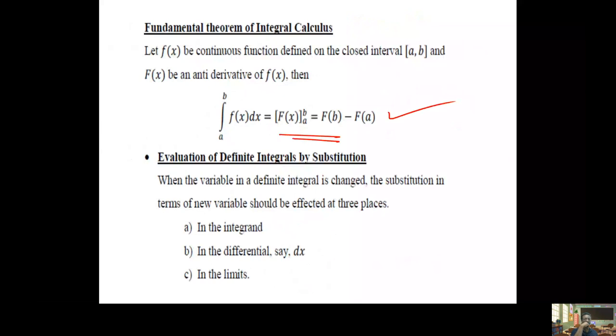Now, evaluation of definite integral by substitution. When a variable in a definite integral is changed, the substitution in terms of the new variable should be effected at three places. Integrand should change, differential dx should change, and limit should change. Integrand means, suppose you are substituting x is equal to something, u or a, then the integrand should be in u, limit should be in terms of u, and dx should be in terms of du.